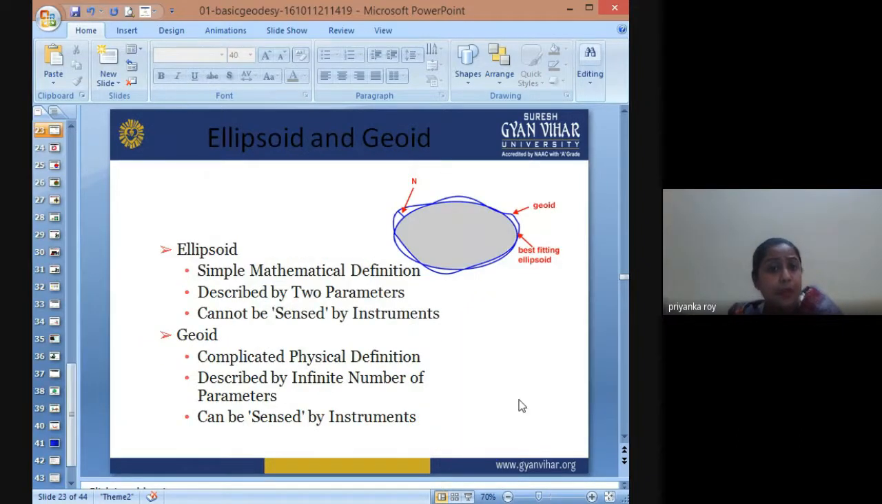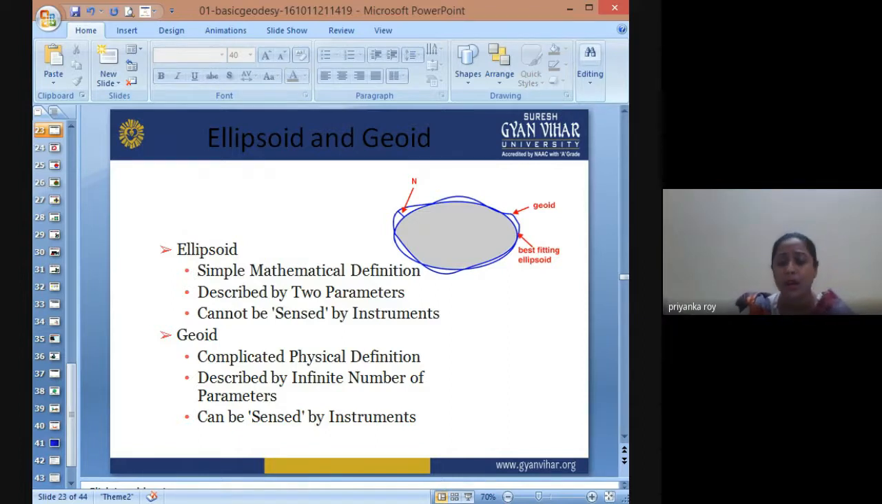Okay, now the differences between the ellipsoid and the geoid. Simply, the ellipsoid is a mathematical definition described by two parameters and cannot be sensed by instruments. Now, what is the geoid? The geoid is a complicated physical definition, described by an infinite number of parameters, and can be sensed by instruments.